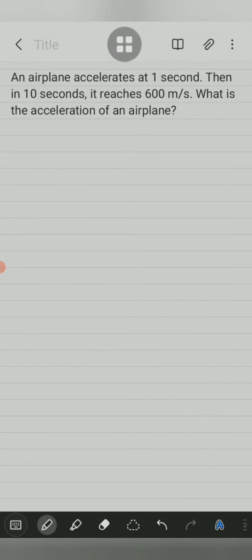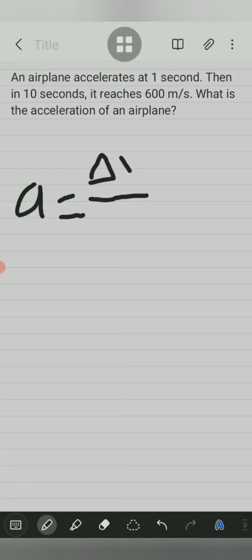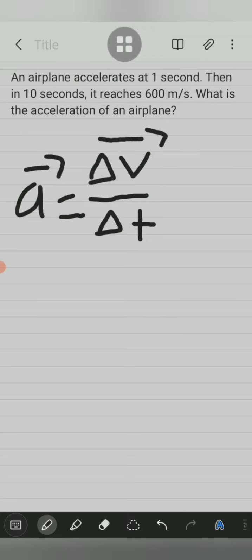Here is the formula that we use in calculating acceleration. A equals the change in velocity, which is V, divided by the time that elapsed. And don't forget to put the arrow because acceleration and velocity are vector quantities. It's time to solve.